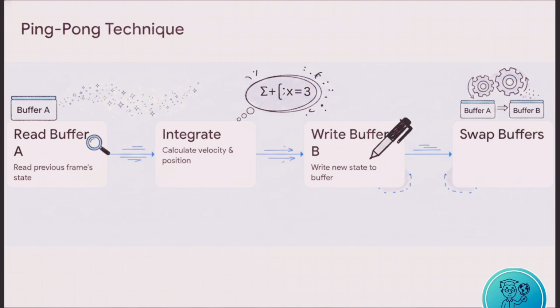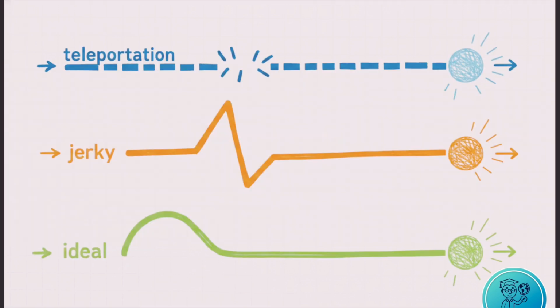The system reads the old state from buffer A, does the math using Euler integration to figure out the new velocity and position, and then writes that fresh data over to buffer B. And in the next frame, they just swap. Buffer B becomes the reader, and buffer A gets written over, just back and forth, ping-ponging millions of times a second.